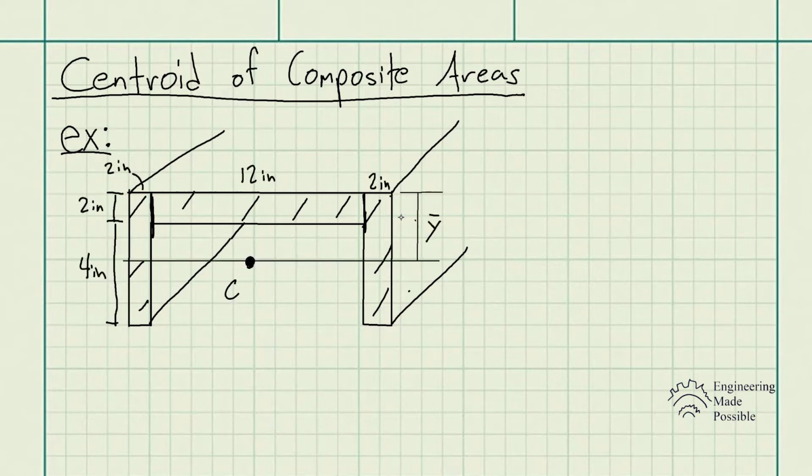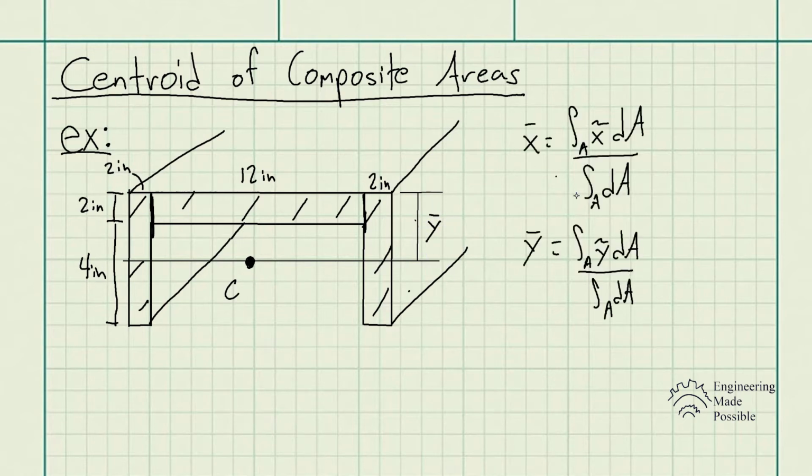Here are the rest of the dimensions of this beam, and the problem statement is: locate the centroid y bar of the channel's cross-sectional area. We see that the centroid is located somewhere along this point here, point C. This is the centroid. One thing to keep in mind is the centroid of an area does not have to be within that object itself. So we're supposed to solve for this y bar here.